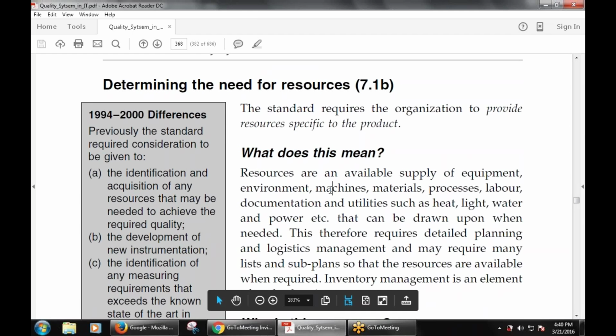Now what is the meaning of this, why is there a need for the resources? Resources are an available supply of equipment, environment, machines, material, process, labor, documentation and utility. Whatever the resources, whatever the data that is available, is used as a device, and there are also utilities such as the data, such as the time that is acquired.